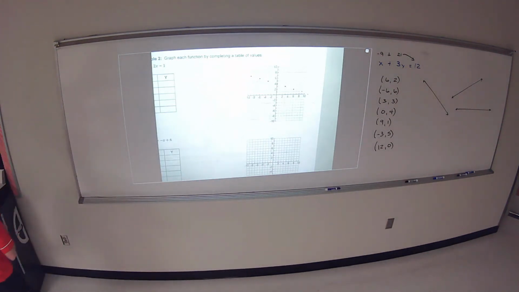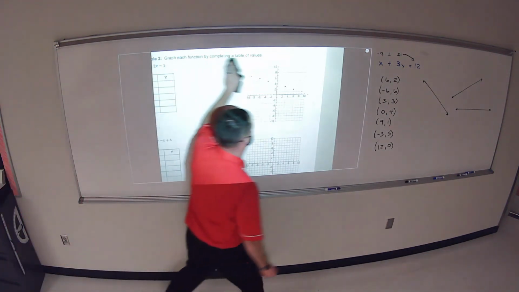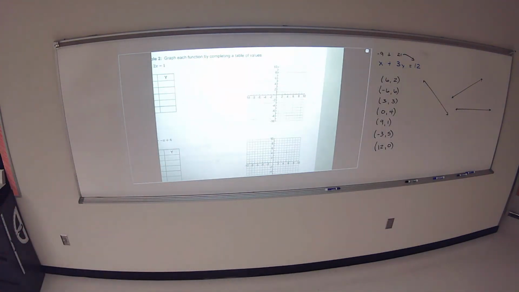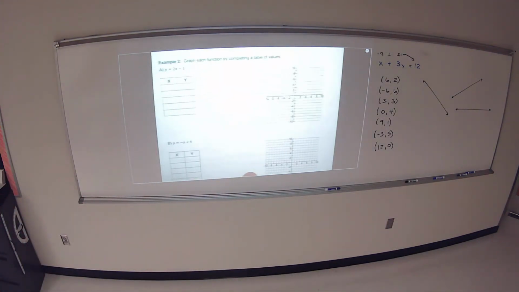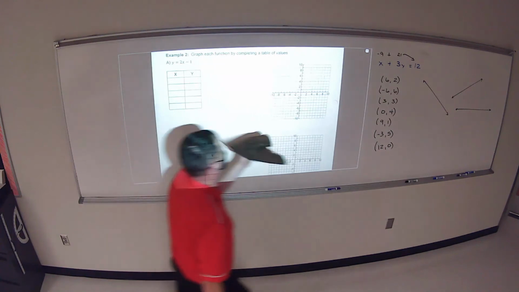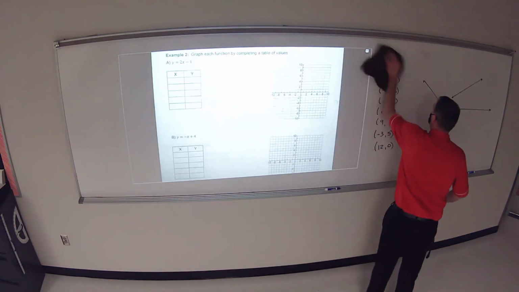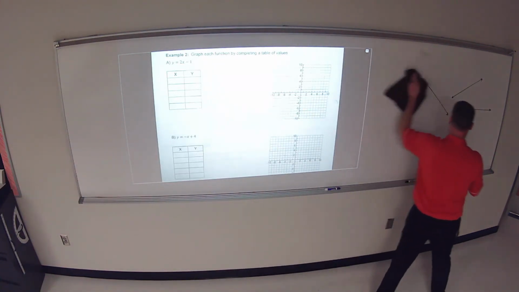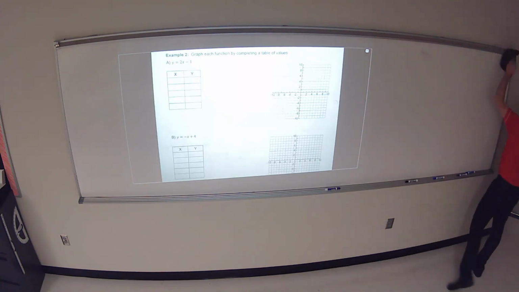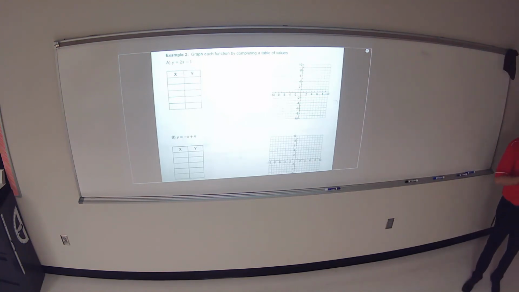Now, let's get to example number 2. This particular standard that we're talking about today is graphing using tables. So for example number 2, we're going to ask you to graph each function by completing a table of values. Anytime I ask you to use a table to graph, I am expecting 5 values to show up in your table. And then you use those 5 values to graph it and complete your function.